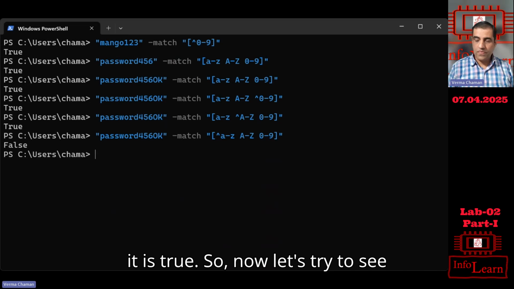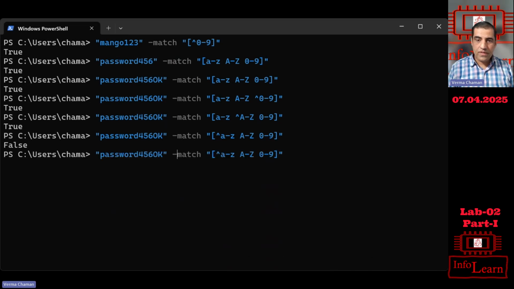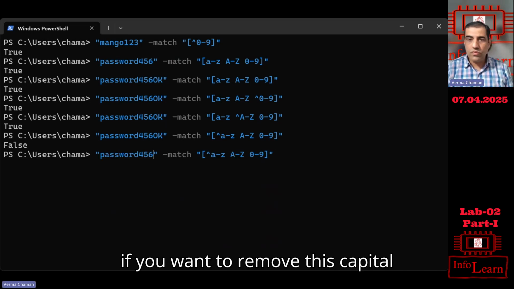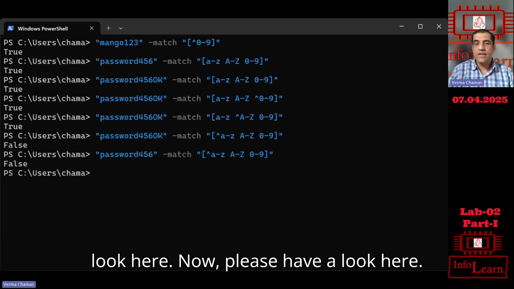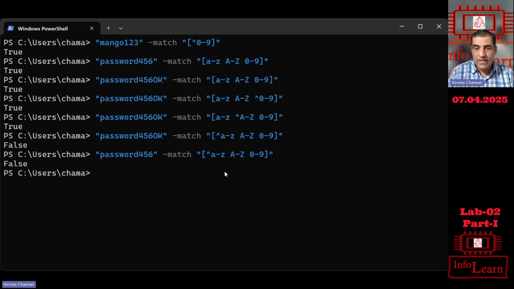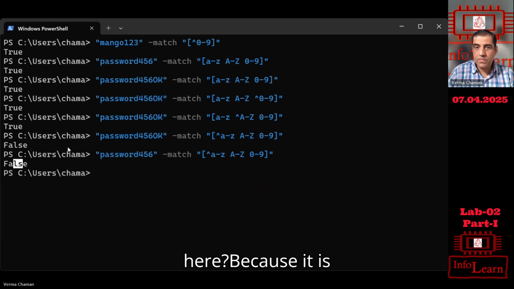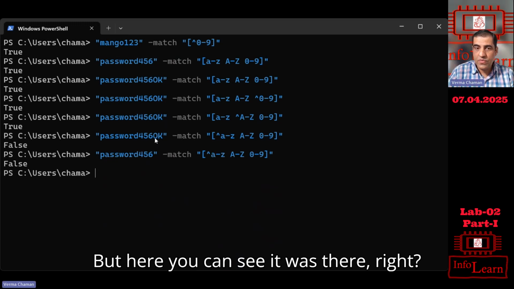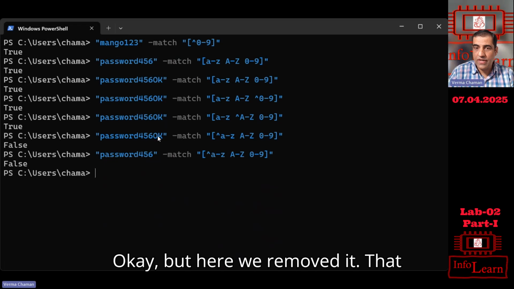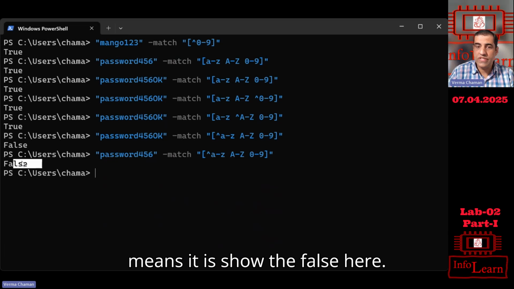So it is true. Now let's see if you want to remove this capital. Now please have a look here. That means false. Why is it false here? Because the opposite of A to Z is capital, and it is not here. But here you can see it was there, right? Here we removed it, so it shows false.